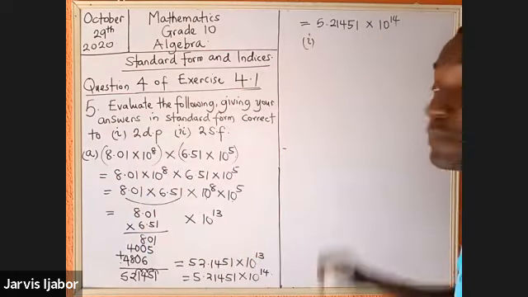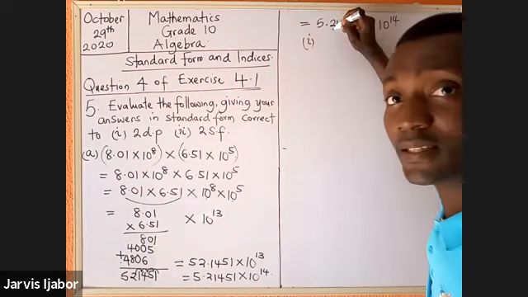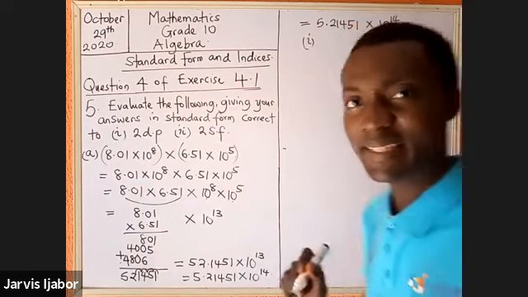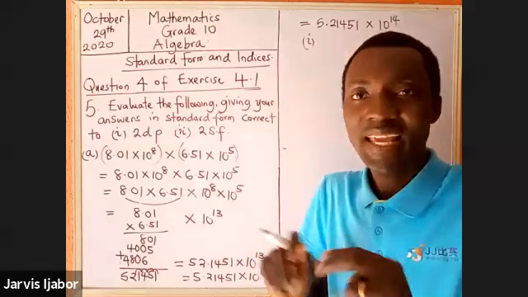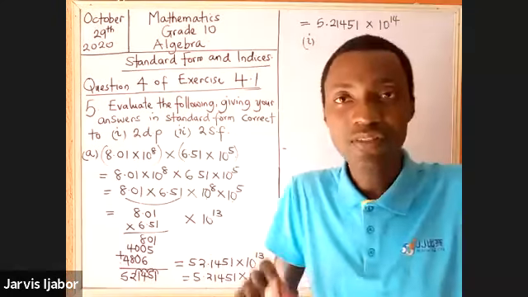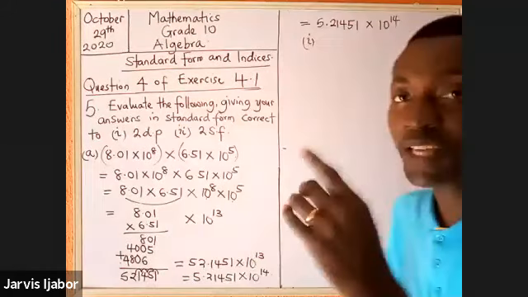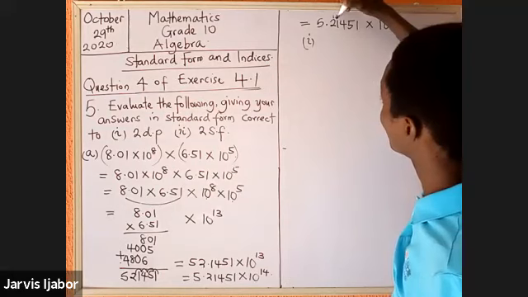So to 2 decimal places means a decimal place is a place just after the decimal point. A decimal place is a digit just after the decimal point. So if they say to 2 decimal places, it means take into consideration the first and the second digit.